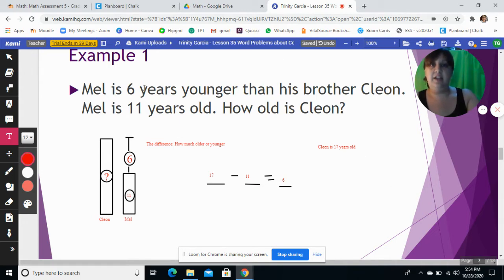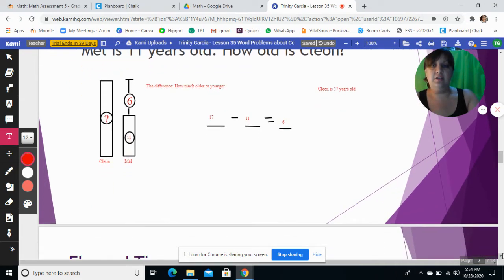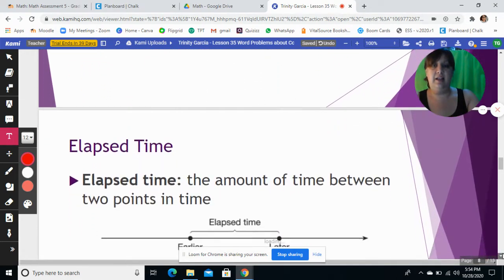All right, so see how we use shapes to help us keep track of what's going on in our comparing problem and to help us figure out how to write our equation. Let's go down to elapsed time.